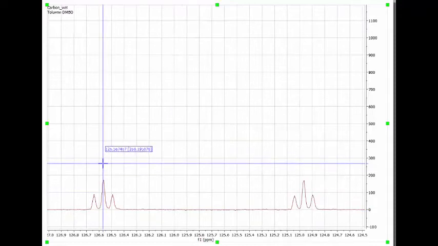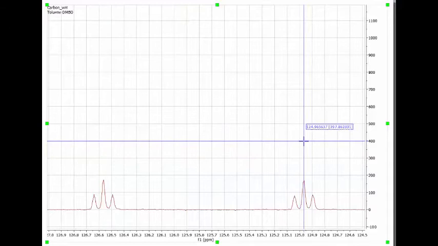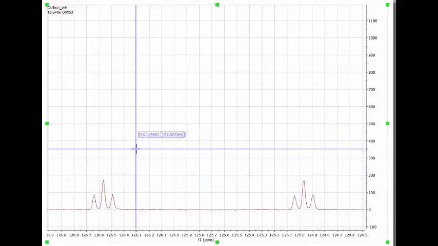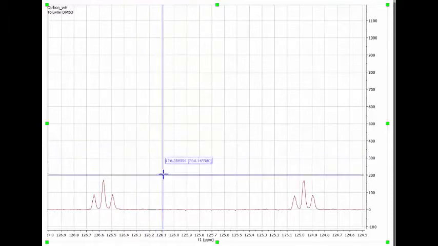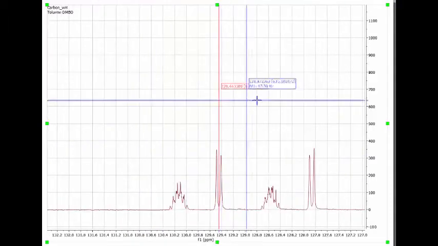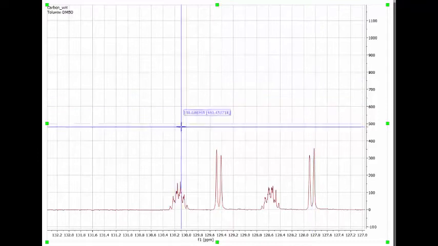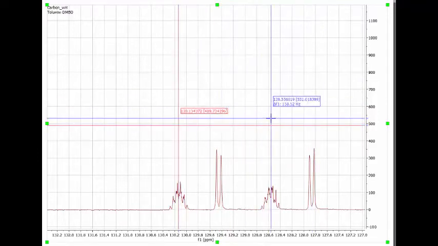Zooming in tightly on the 2 triplets, I will point out that this 160 hertz value between the two is fairly normal for a JHC, for a coupling between a hydrogen and a carbon. And that, by the way, is why I'm identifying these two as being coupled to each other. They have a 160 hertz coupling between them. And then, of course, this messy thing and this messy thing are 160 hertz as well.